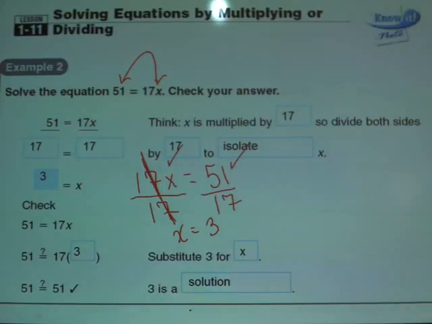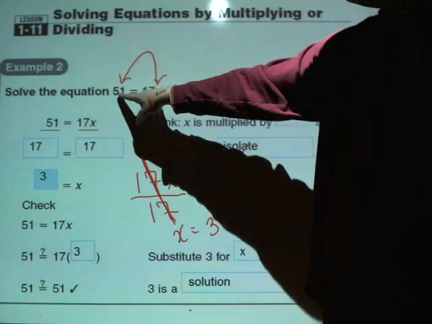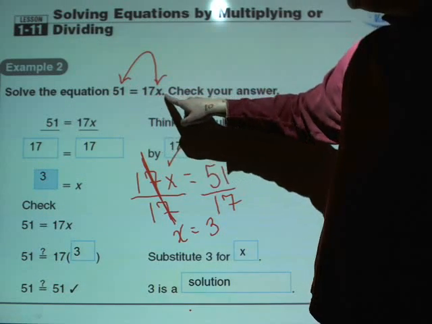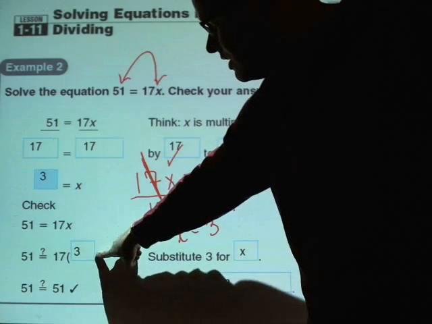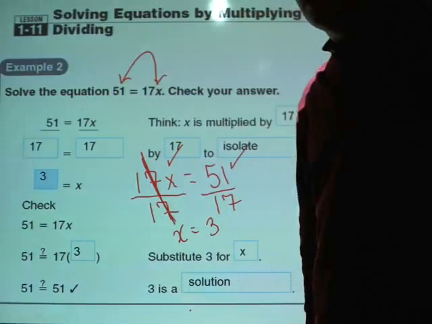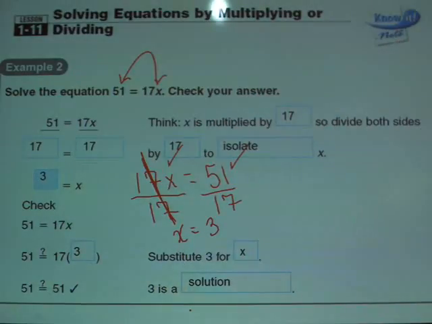Well, let's go back up and check. The left side says 51. This would be 17 times 3, which is what they're showing you down here, which is also 51. Since the left and the right side both say 51, that means we correctly solved the equation.